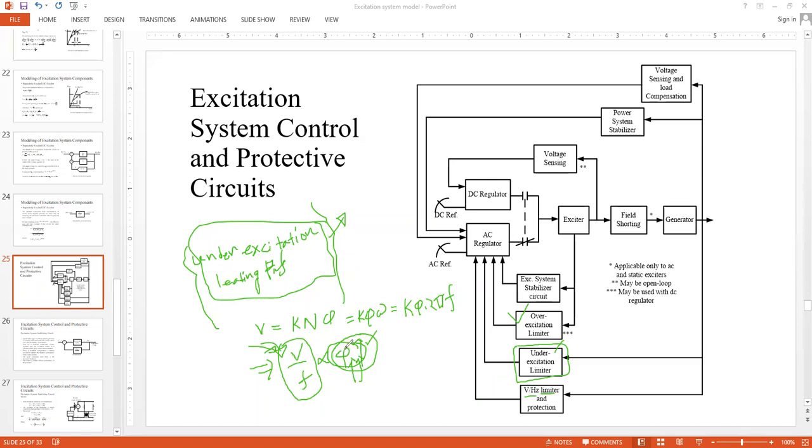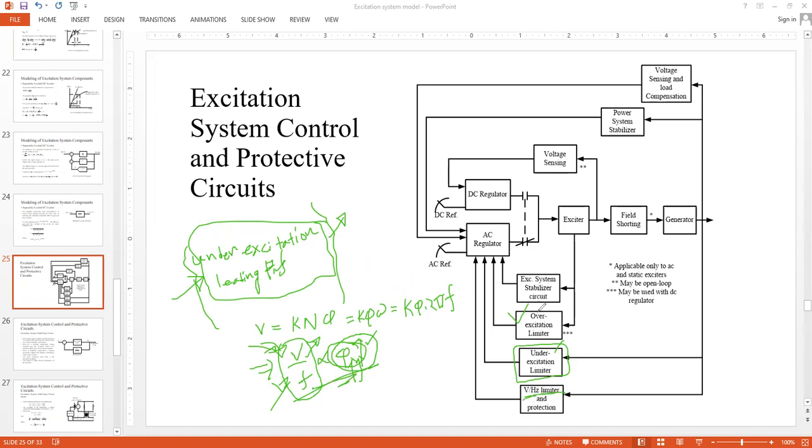If phi gets affected, your core gets saturated if it is in the overexcitation mode. If it is in the underexcitation mode, if this thing happens, then you are in the unstable zone. You are in danger of moving into the unstable mode of operation. So in both cases, it is a trouble. So you have to limit it. This ratio has to be limited. Okay. So these are the limiters.